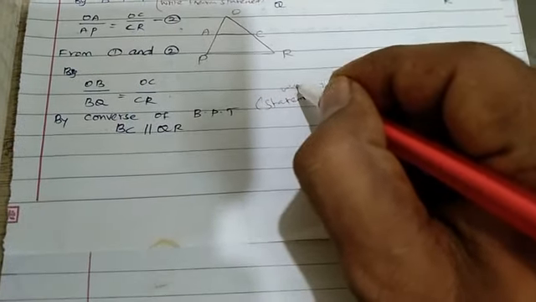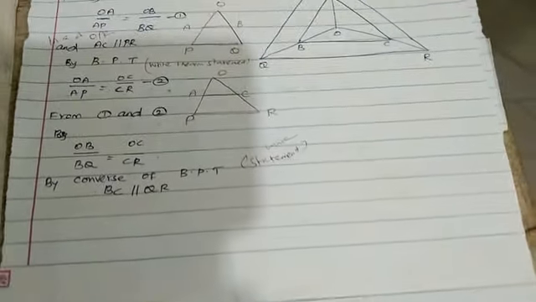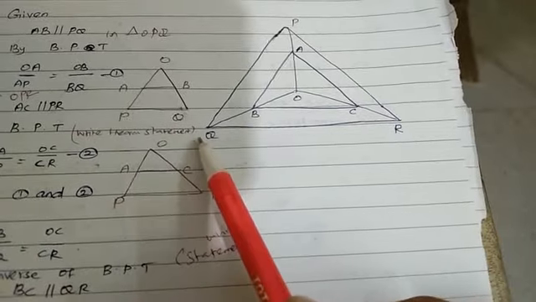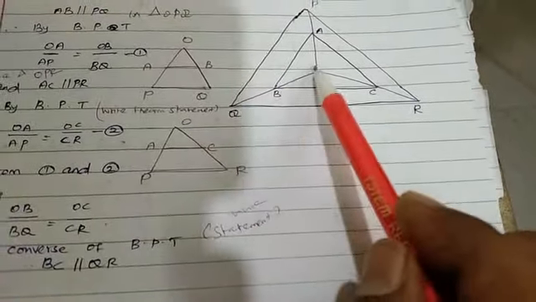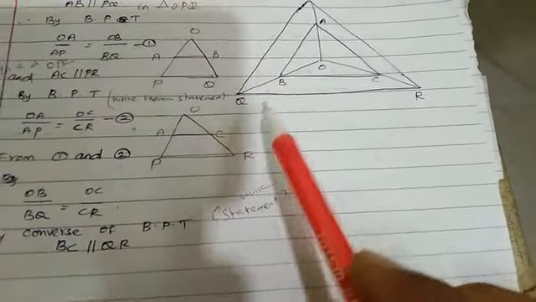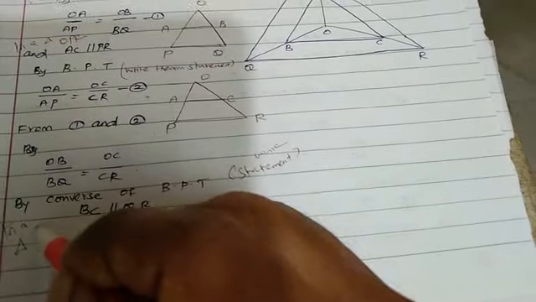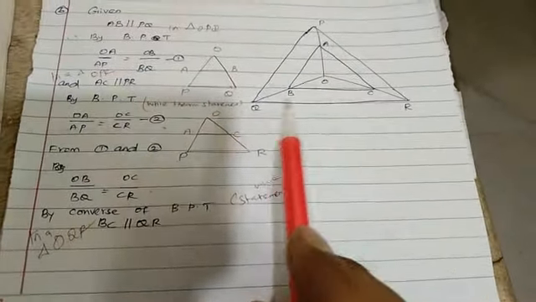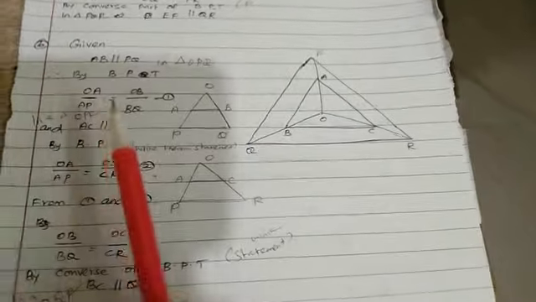Write the statement. Using this condition, I can write BC parallel to QR. Given OB divided by BQ equals OC divided by CR, in the triangle OQR, BC is parallel to QR. This is what we need to write. All those things we need to write.